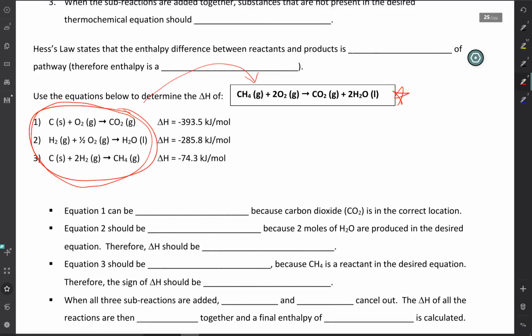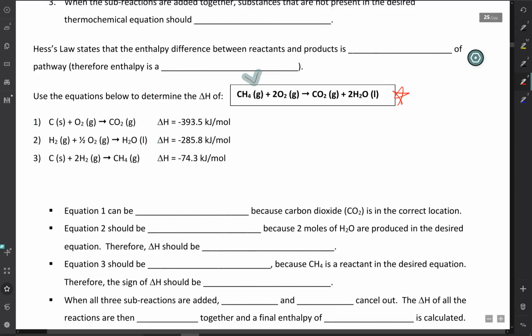And what you want to do, again, is get the substances that show up in the goal equation on the right side of the arrow for each of the intermediate equations. And if you've got things that don't show up in your goal equation, you want to try to get them to cancel out. And the way something's going to cancel out is that it shows up on both the reactant and the product side. And therefore, if it's both a reactant and a product, it's an intermediate, and it can just get crossed out. So let's work on this together. Think about the thought process.